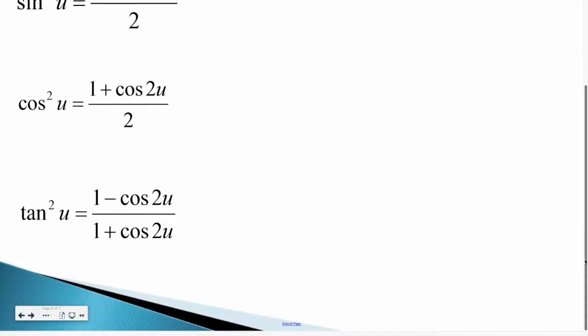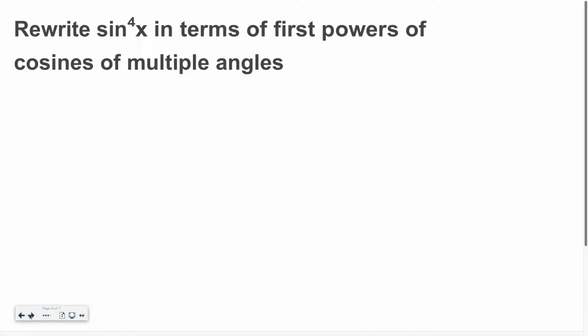Okay, so we're going to do one example. In your homework, I'm going to ask you to rewrite an expression in terms of first power cosines. Okay, so that means I don't want any powers on any of the trig functions. So we're going to do this with sine to the fourth x. Okay, I don't want any powers. Well, we have sine to the fourth x.